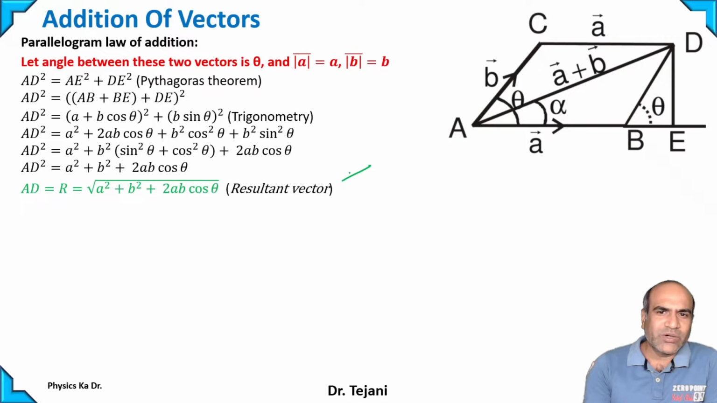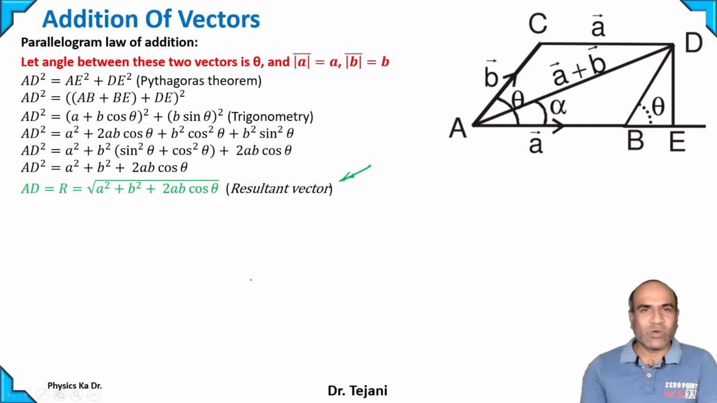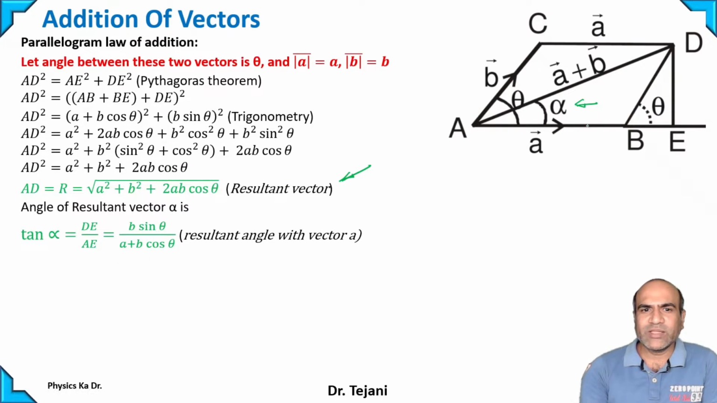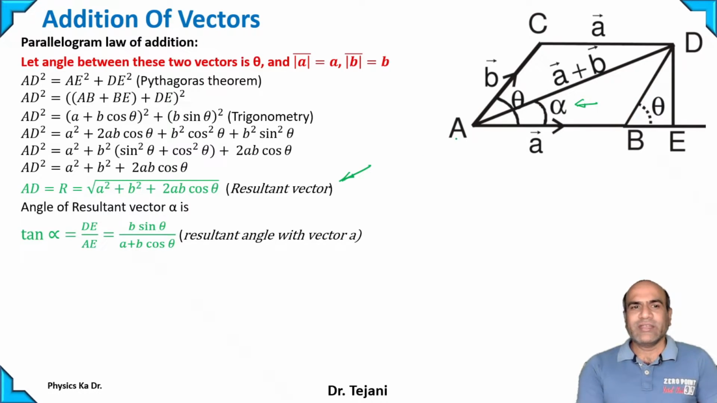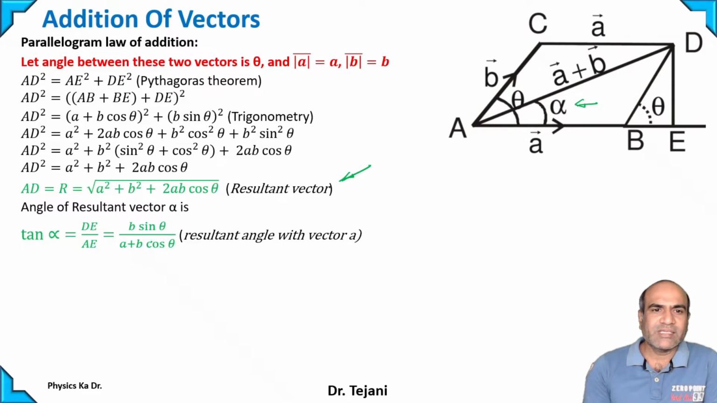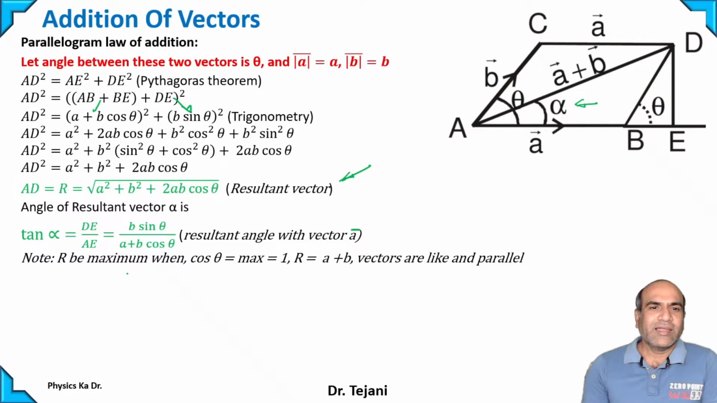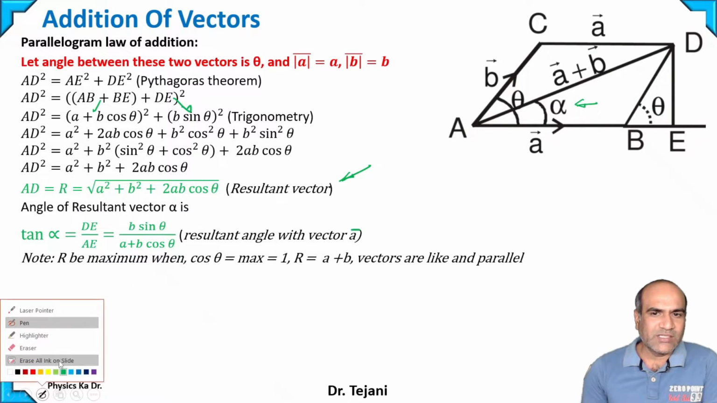So this equation you have to remember when you use the parallelogram law of addition. If you want the angle with respect to A, we know it is the opposite side, or perpendicular side, divided by the nearer side. So it becomes B sin theta divided by A plus B cos theta. So this gives us the angle with respect to vector A. That we need to understand. This is a very simple theorem.